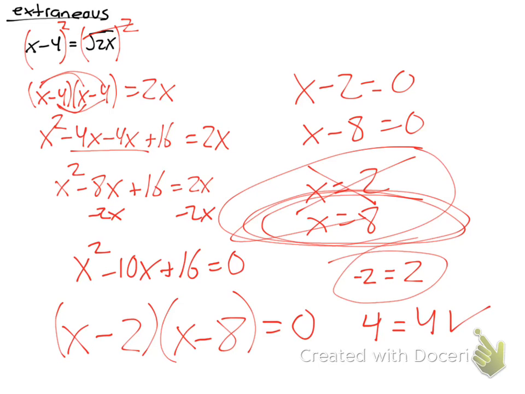Sometimes 1 will work, sometimes all of them will work, and sometimes none of them will work. But if you think about it, when I put 2 into here, I got a negative. Can you ever square root a number and get a negative? No, because square roots are always positive. So that's why it doesn't work.